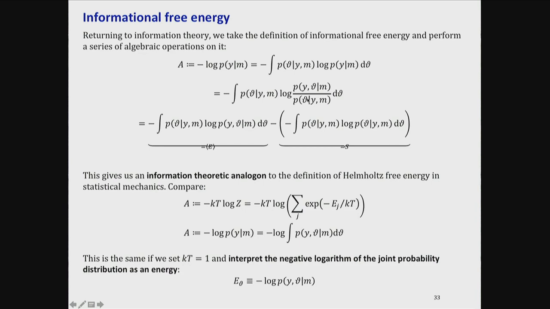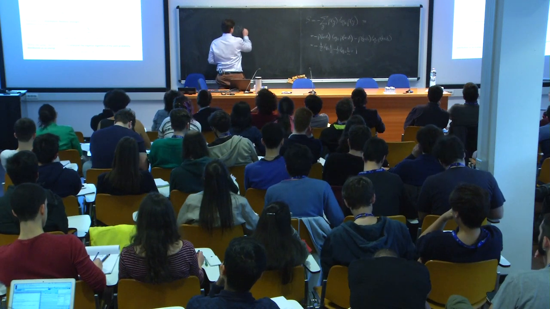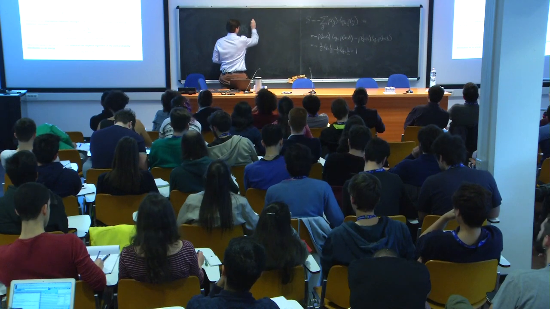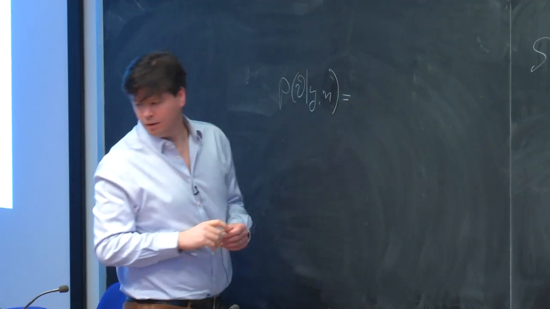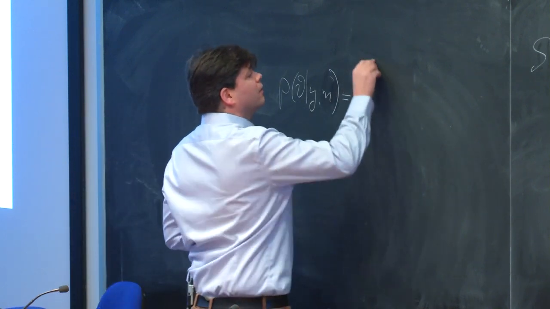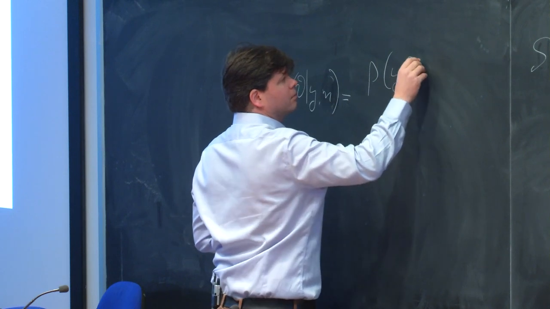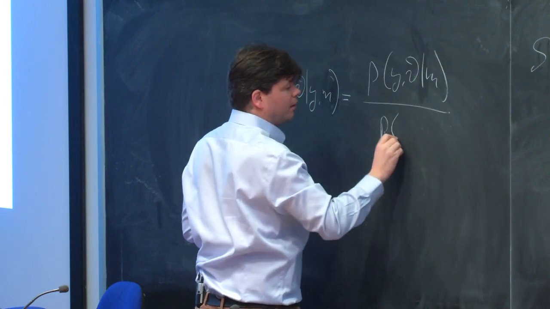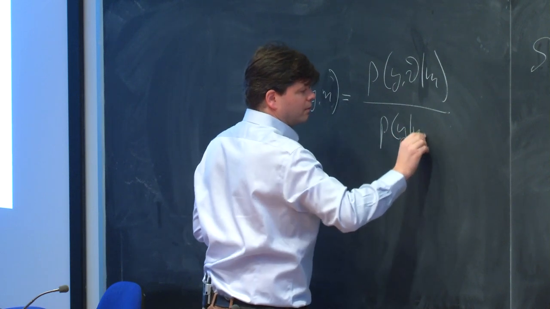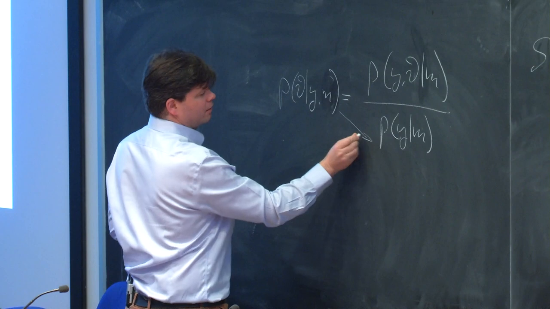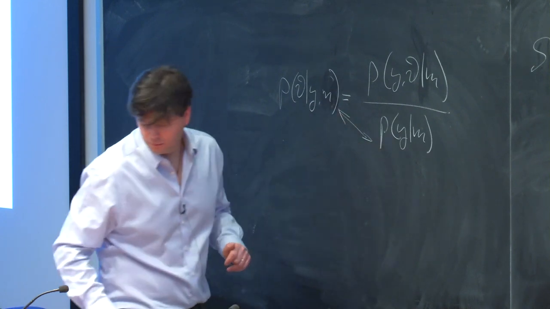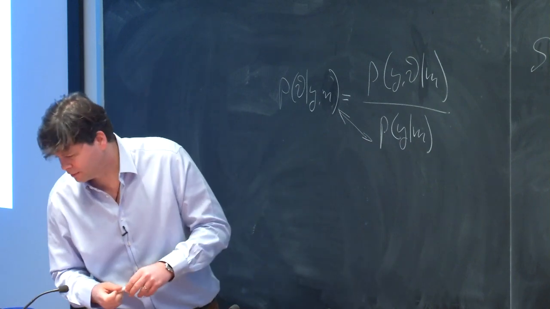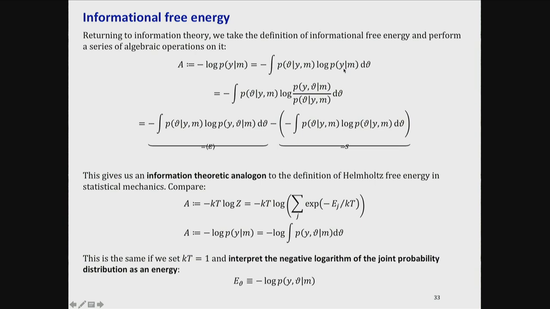Bayes' theorem tells you that the posterior is the joint, which is the product of likelihood and prior, divided by what we call the model evidence. Now we just exchange these two, and that's where we get the second equality from. We rewrite this as this divided by this. And now we use simple algebra to take this apart.